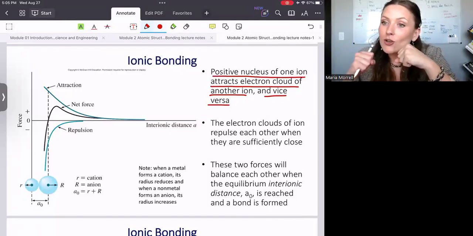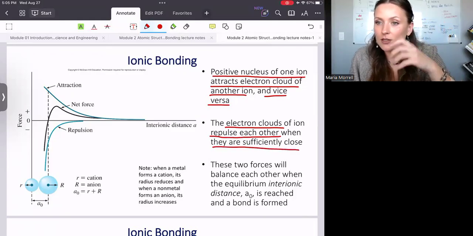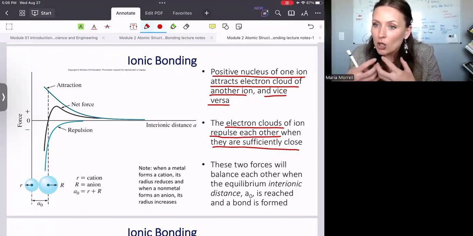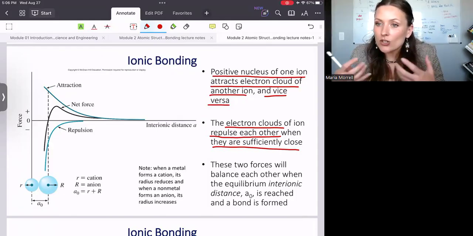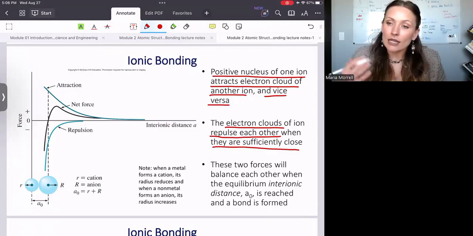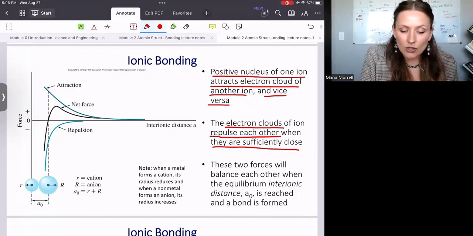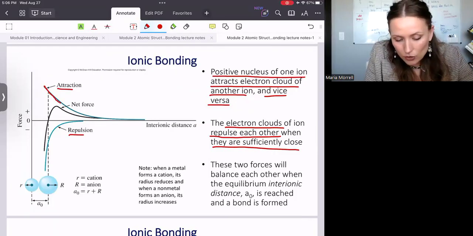But the electron clouds of both ions will repel each other when they are sufficiently close. And that's why it's not like sticking, because now you have these clouds coming closer and closer together. The closer they are, the larger the repulsive force will be. Meaning that there are two forces that come into play: the attraction force and the repulsion force, and they are actually drawn right here.